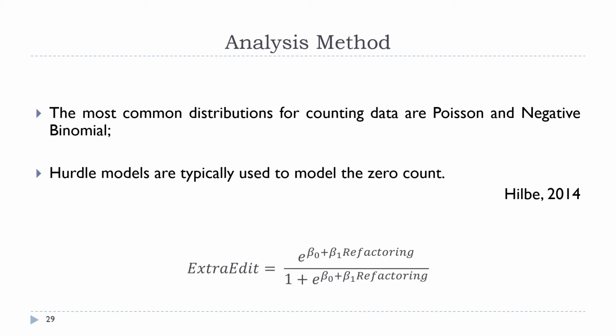This is the general structure of the models we built, where extra edits predicts the frequency of a given extra edit, refactoring is the number of extract methods in a given commit, and beta 0 and beta 1 are the found statistical coefficients. For this analysis, we are focusing on beta 1, since it represents the impact that a refactoring has on the extra edit. Moreover, we built an independent model for each type of extra edit.